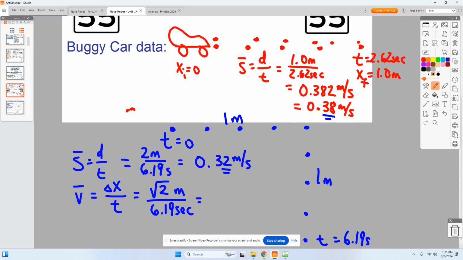Okay? Key idea here, folks, is that speed and velocity can be different if you have directional changes. If the direction's uniform, there's no difference between speed and velocity. But when you change, then you can get a different value. Important for you guys to get that.